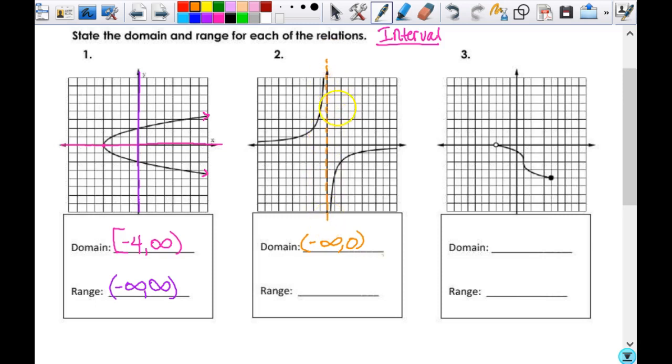Then I got to start over on the other side. So this has to be a union. Remember, no little tail on there. And I go from 0 to infinity. Okay. Then I also have a horizontal asymptote that's going to affect my range. So my range, I'm starting that way down here at -infinity would be a y value that works, all the way up to, but not including 0. And then I jump on the other side of 0, and it's 0 to infinity.